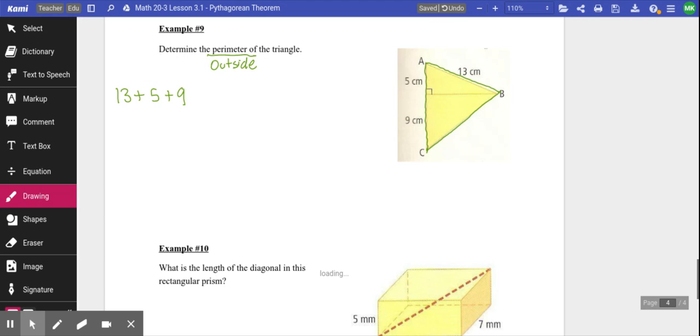It's 13 plus 5 plus 9 plus whatever this side is. So wait, is it A plus B plus C equals D? So now we got a problem, right? Because this triangle poses 2 problems.